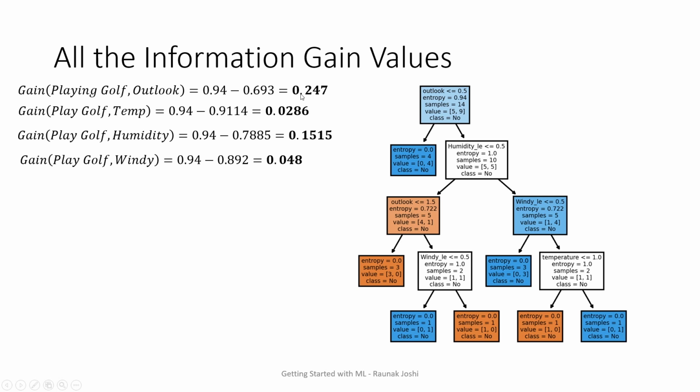The second attribute that I'll be selecting is humidity, obviously, because it is 0.151. Then I'll move on to windy. And finally, I'll move on to temperature. Alright, so this is the way my tree is going to proceed, and this is the tree I constructed using Python. I'll also show you the code. But to start with, the first root node that I have is Outlook. Like I said, entropy is 0.94.